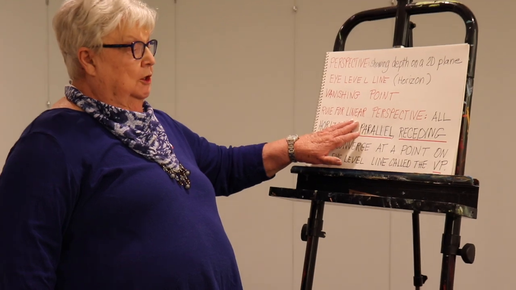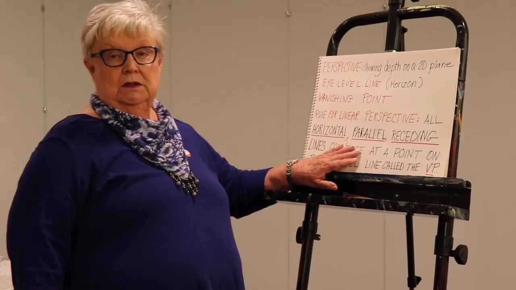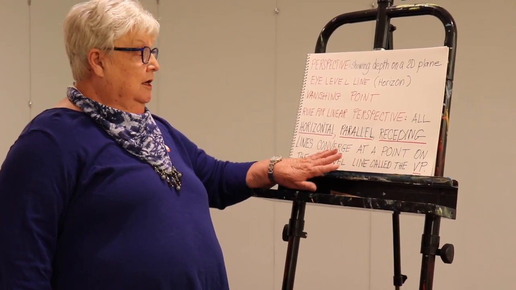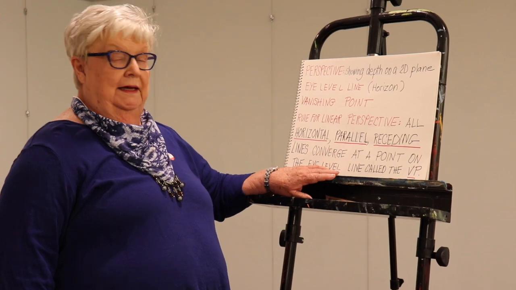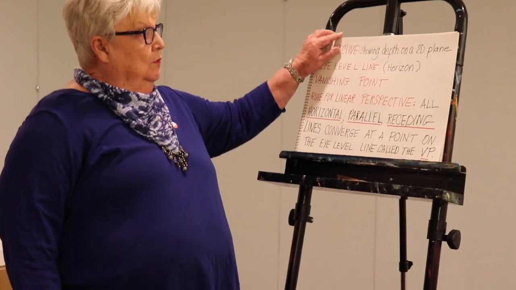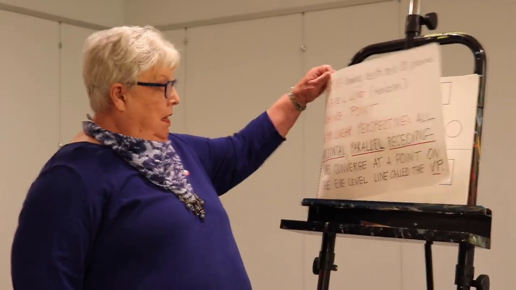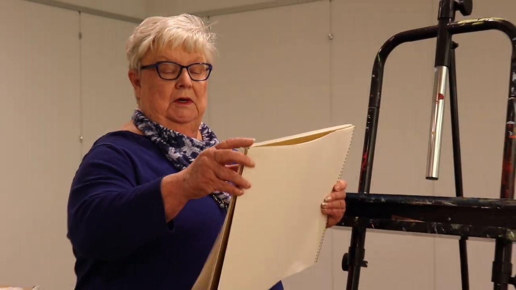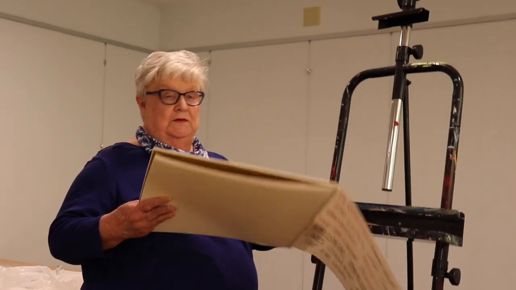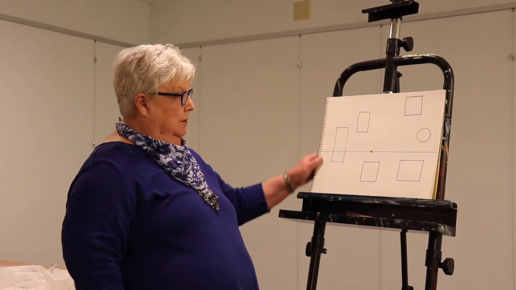So the rule for linear perspective is all horizontal, parallel, receding lines converge at a point on the eye level line called the vanishing point. And I'll demonstrate that. So if you have a piece of paper, a pencil, and some hard edge to draw along. It can be a ruler, it can be a triangle, it can be another piece of paper, it can be the edge of a book, anything that's straight that you would like to draw on or with.